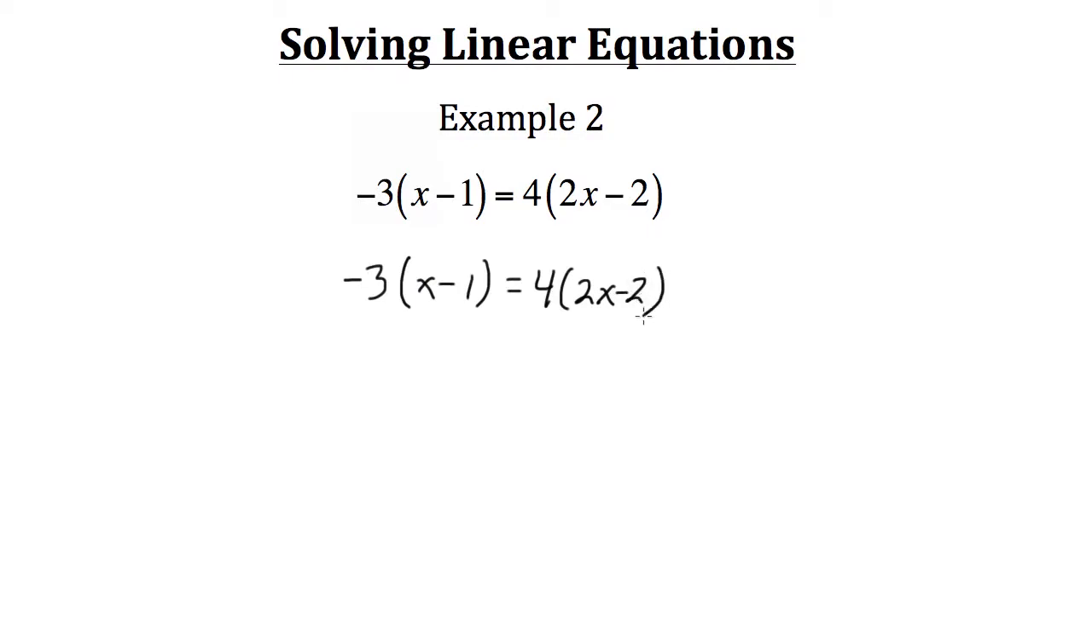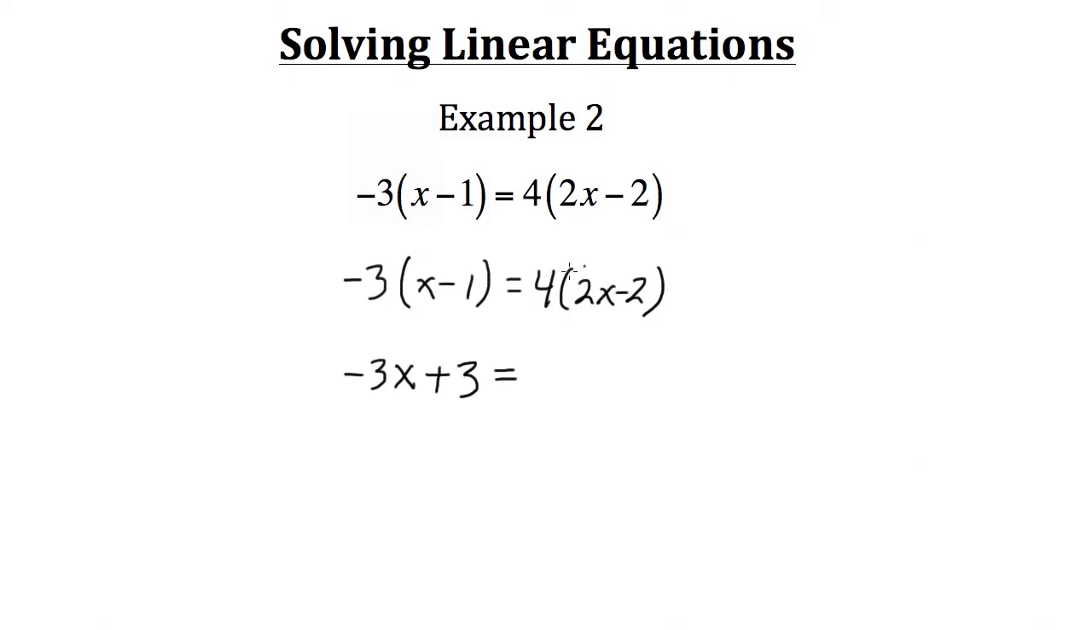So when we do that, for example, starting here on the left side, we have a negative 3 times this entire thing, x minus 1. So we could distribute the negative 3 to x and distribute the negative 3 to this negative 1 here. So let's do that. We have negative 3 times x, and that'll give us a negative 3x, and then a negative 3 times a negative 1. Negative times negative is positive, and then the 3 times 1 is 3.